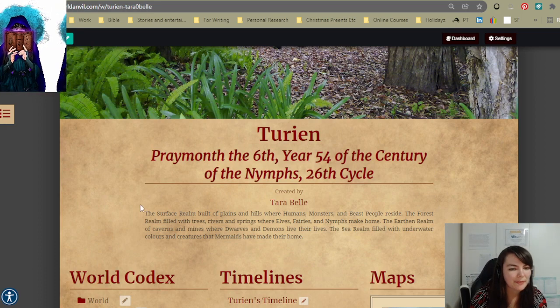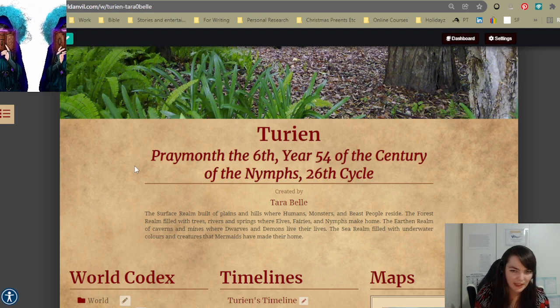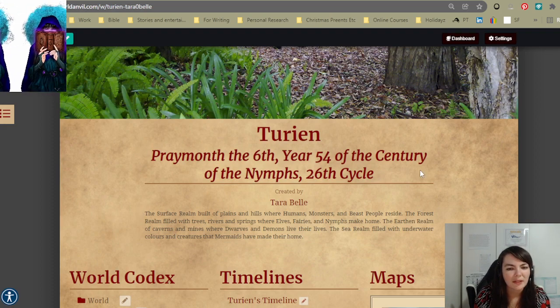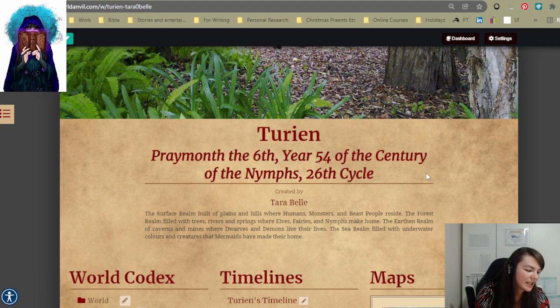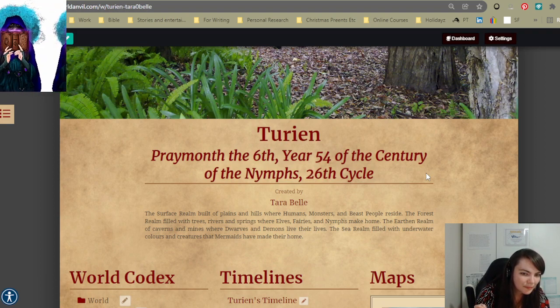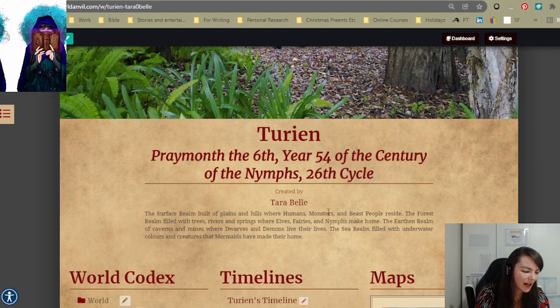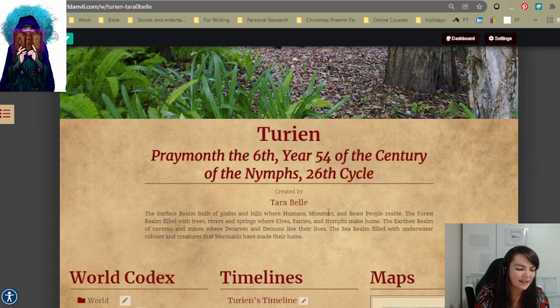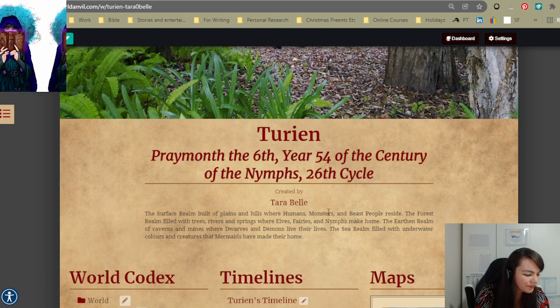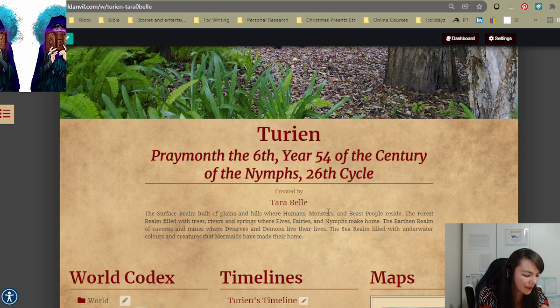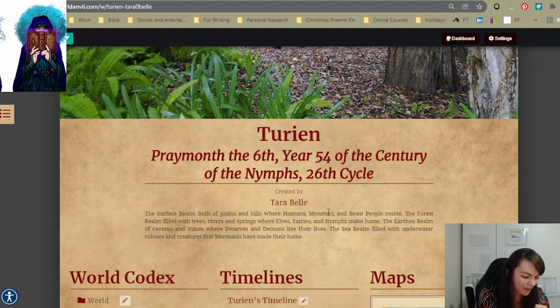And so there's a fairy festival within the first month of the year. Year 54 of the Century of the Nymphs. So every cycle, it says 26 cycles, so every cycle has 100 years to each of the 6 race types. So there's 6 centuries to one cycle. And they go through the cycle of the fairy, of the nymph, of the elf, of the human, of the beastkin, of the mermaid.